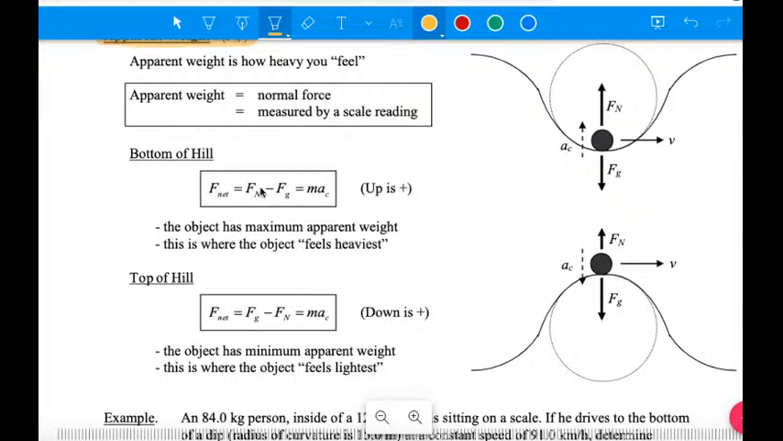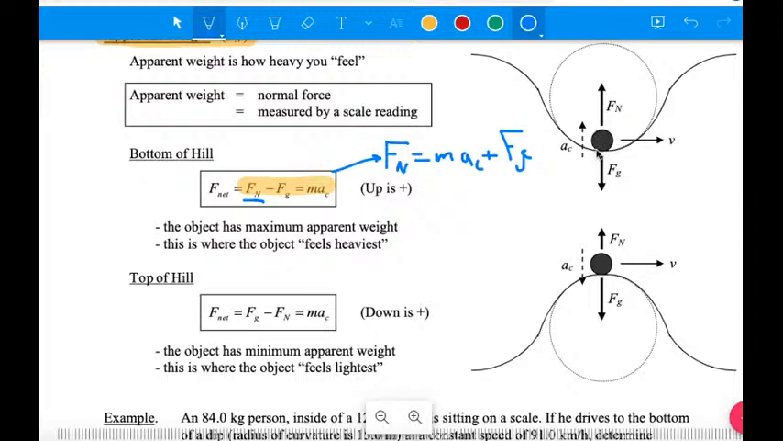So if we are looking for the apparent weight, let's remember that's our normal force Fn. If we're trying to solve that from this net force equation, we're going to have our mass times centripetal acceleration plus Fg, right? So out of that comes normal force, apparent weight, is equal to our mass times centripetal acceleration plus Fg. Since we're adding Fg to solve normal force, we're going to feel heavier. It's going to be a bigger number. So that's when you feel heaviest, at the bottom of the hill, right?